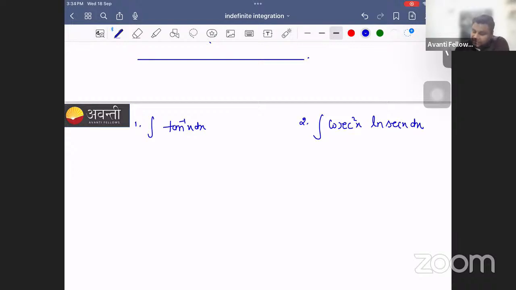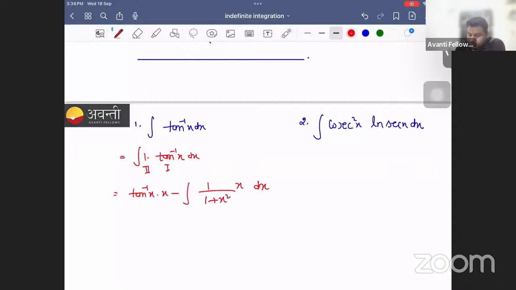Now see, again, in tan inverse x, we will assume 1. And take it as first function tan inverse and 1 as second. Tan inverse is in the inverse category, 1 is in the algebraic category. So first, integration of second x minus integration, first derivative. Integration of second x dx, isn't it? So it is x tan inverse x minus integration.